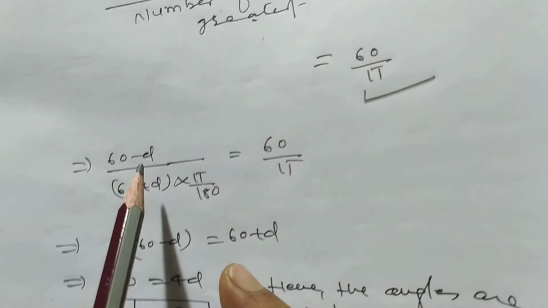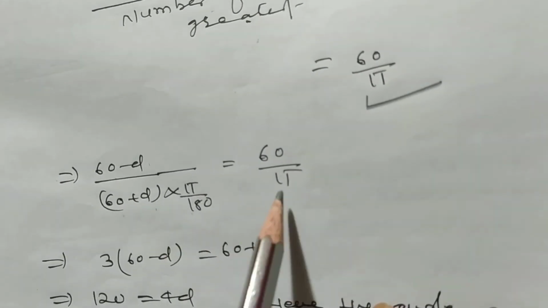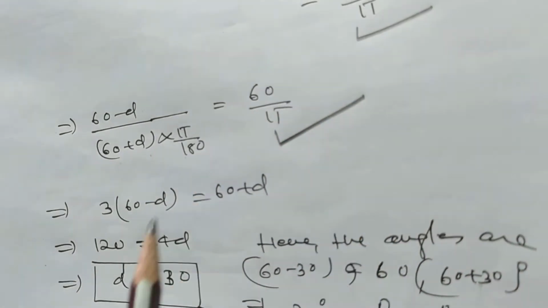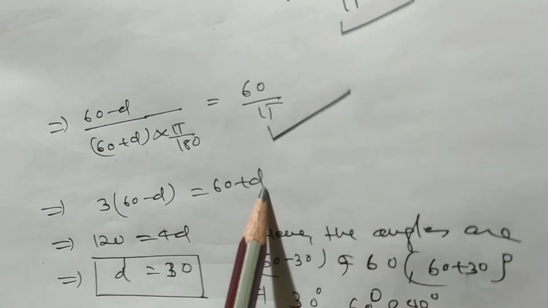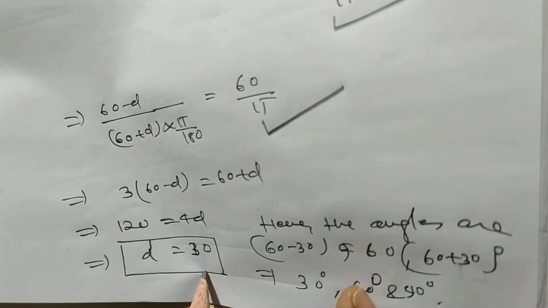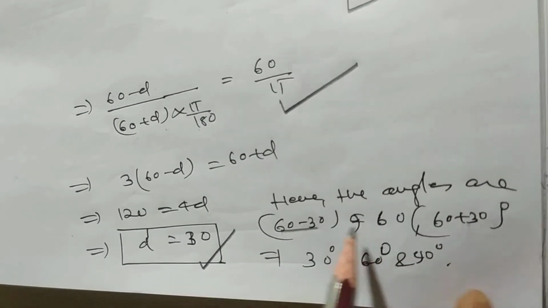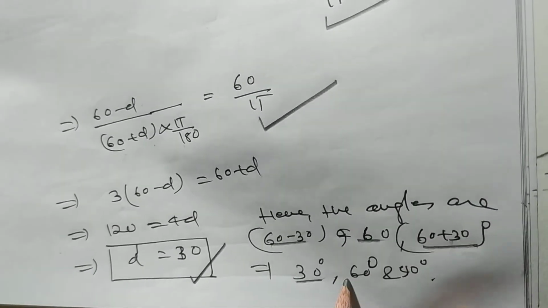60 minus D by 60 plus D into pi by 180 is equal to 60 by pi. So 360 minus D is equal to 60 plus D. So after simplifying, D is equal to 30 degree. Hence the angles are 60 minus 30, 60, 60 plus 30. That is 30 degree, 60 degree and 90 degree.